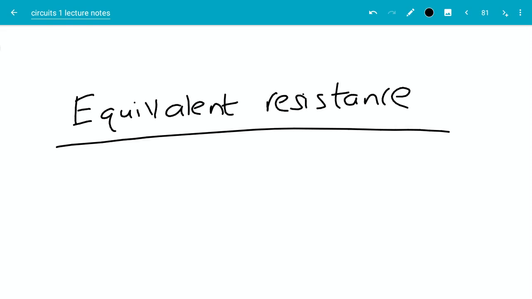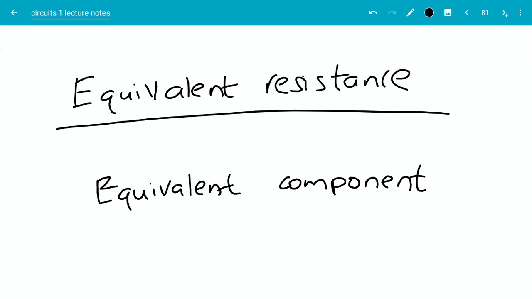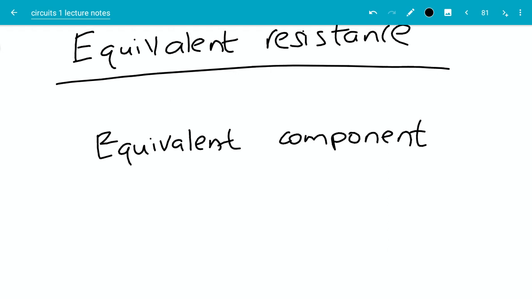Let's talk about equivalent resistance. Before we talk very specifically about equivalent resistance, let's talk a bit more generally about what, in general, an equivalent component would mean. Okay, so what do I mean by that?